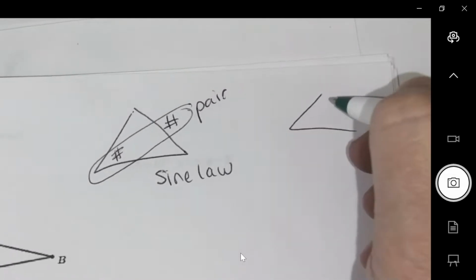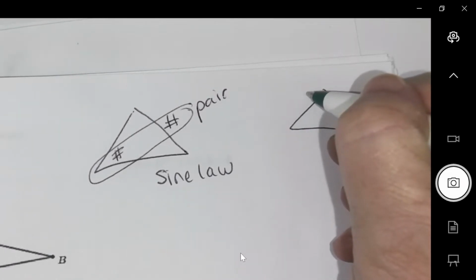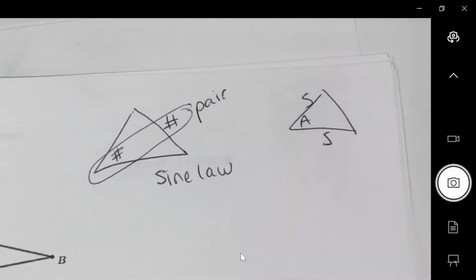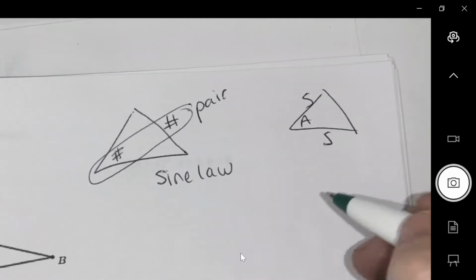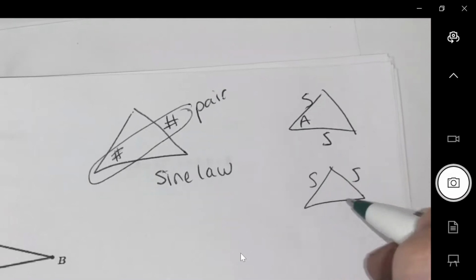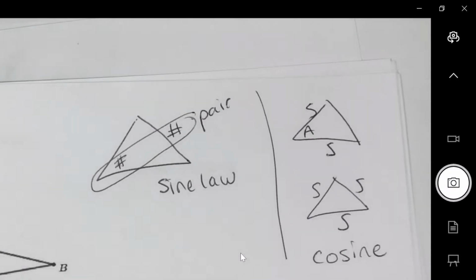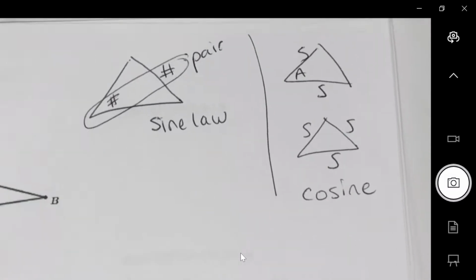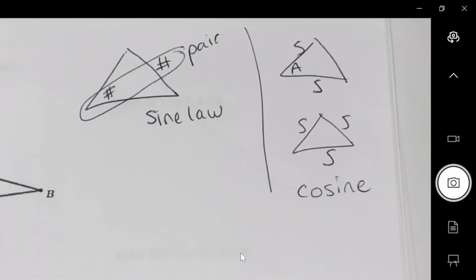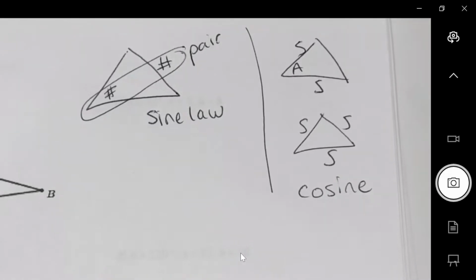Then we had, if you have SAS or triple S, that's when you use cosine law. So those were the rules. A pair, sine law, SAS or triple S, cosine law. Do you think that would be a good thing maybe on our cheat sheet if you wanted to write something like that? If you want.